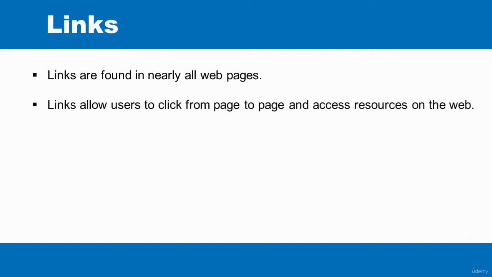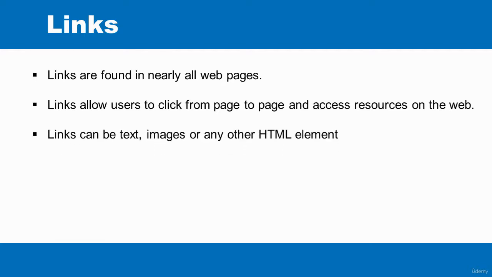Links are very important. They are what makes the web a web. The web is basically comprised of a collection of links. So links are found in nearly all web pages. They allow users to click their way from page to page and also enable them to access resources on the web. A link does not have to be text. It can be an image or any other HTML element.